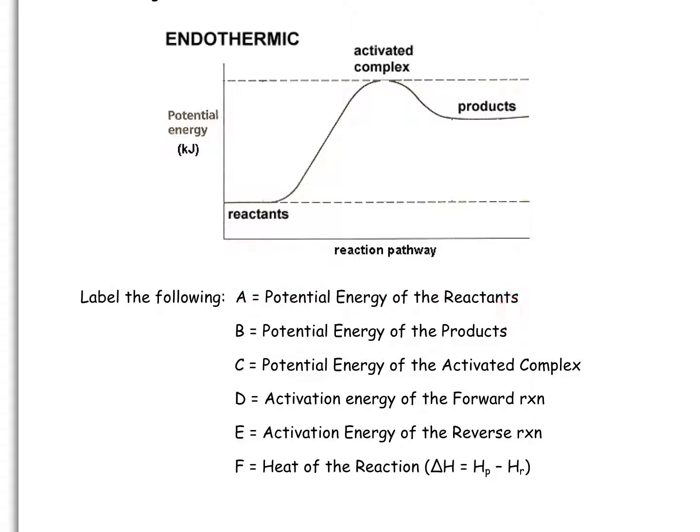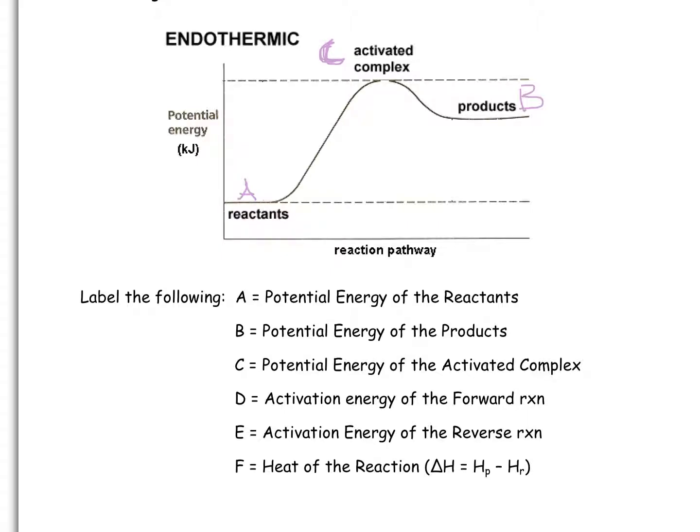First, we'll label the potential energy of the reactants. Well, my reactants are here, so we'll put an A. This side, my y-axis, is showing how much potential energy there is, so where my reactants are is their potential energy. B, potential energy of the products. C, potential energy of the activated complex. Well, your activated complex is at the peak of your activation energy hill, so that's right here, my C for my activated complex energy.